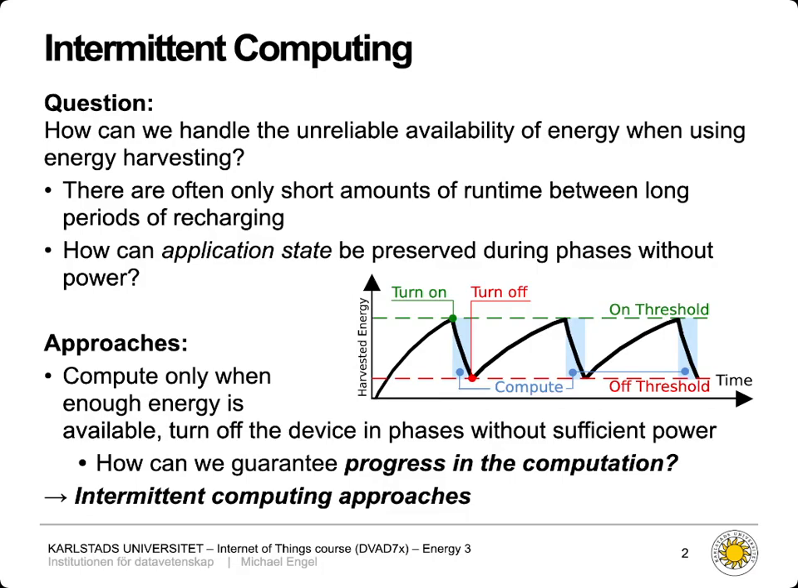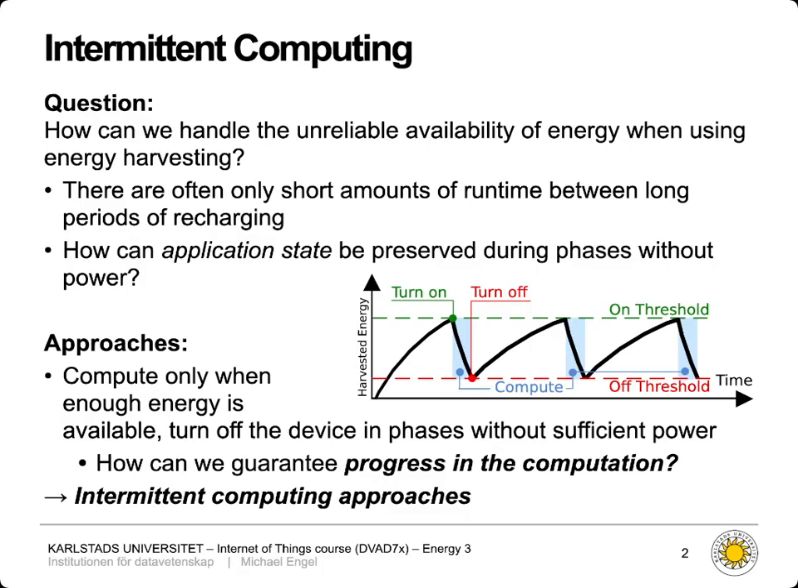Intermittent computing is something that is special to IoT systems because most of the systems that use energy harvesting are actually used in IoT contexts. In energy harvesting systems, we very often have the case that the availability of energy is quite sporadic and unreliable. Of course, if we don't know how much energy is available and when the next energy will be available, our software has to be able to cope with this. So we need to ask ourselves: how can we handle this unreliable availability of energy when we use energy harvesting for our system?